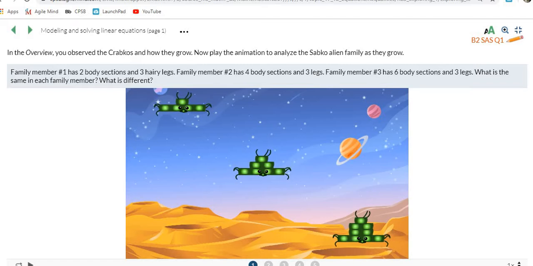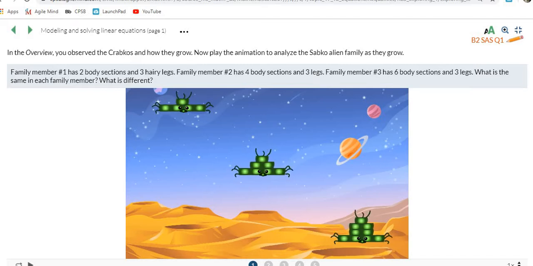Then they wanted to know what is different about each of them. What do you see different about each family member? Yes? Like the first family member has only like one little hat, but then the second family member has kind of still the same exact amount of hat, but like more blocks.